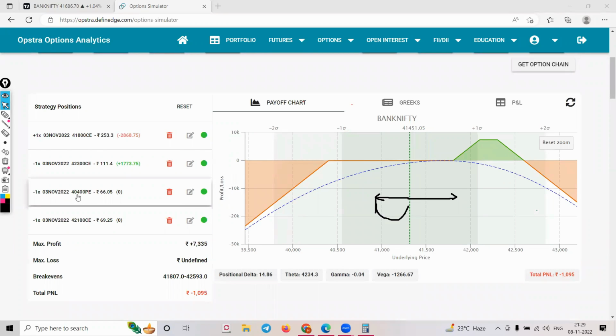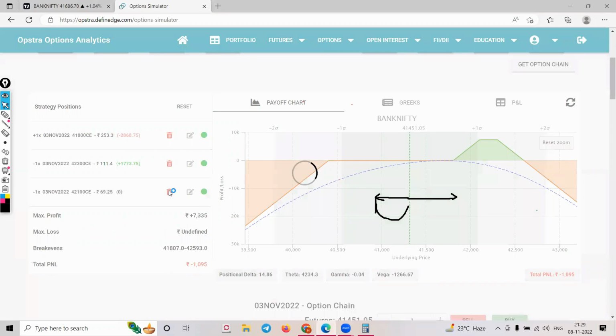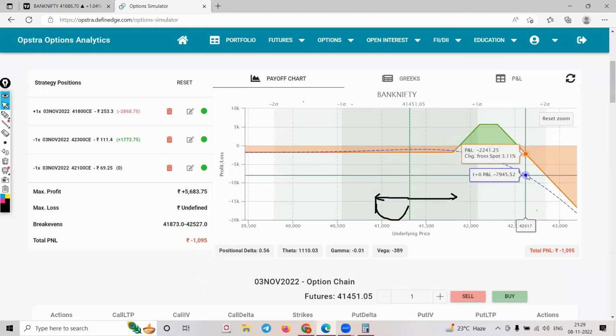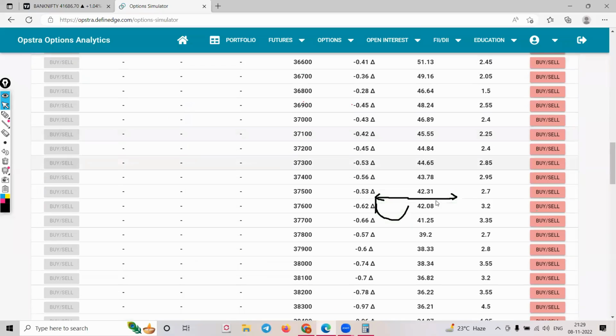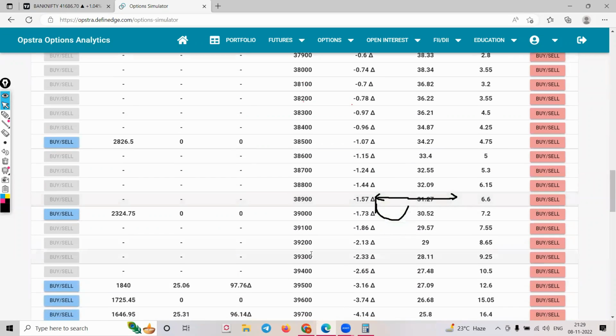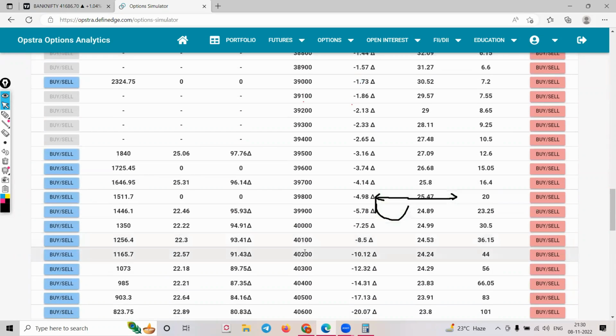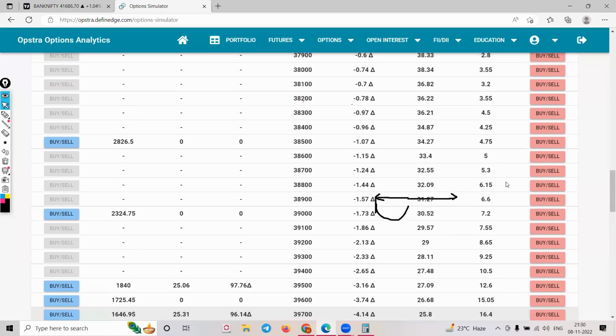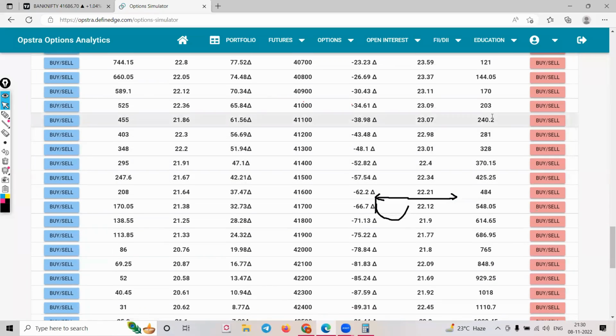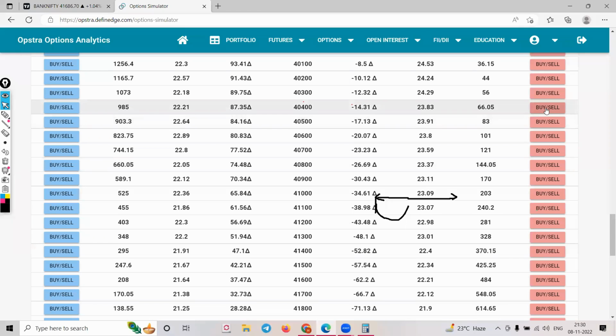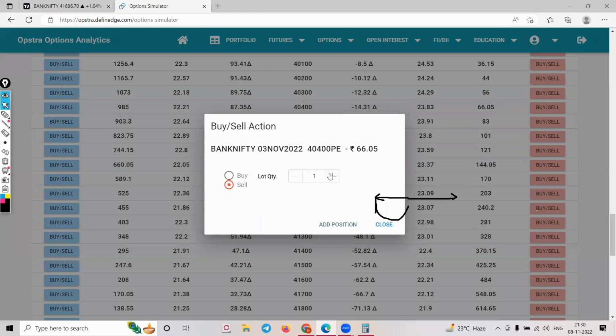So what I'll do, we have like 40,400, right? This doesn't allow, so I'll go here, 40,200, if I'm not wrong. 66 premium, sir. Okay, 40,400, this one. Yeah, correct. All right, so I'll just go for 2 lots. So this is a bit aggressive.